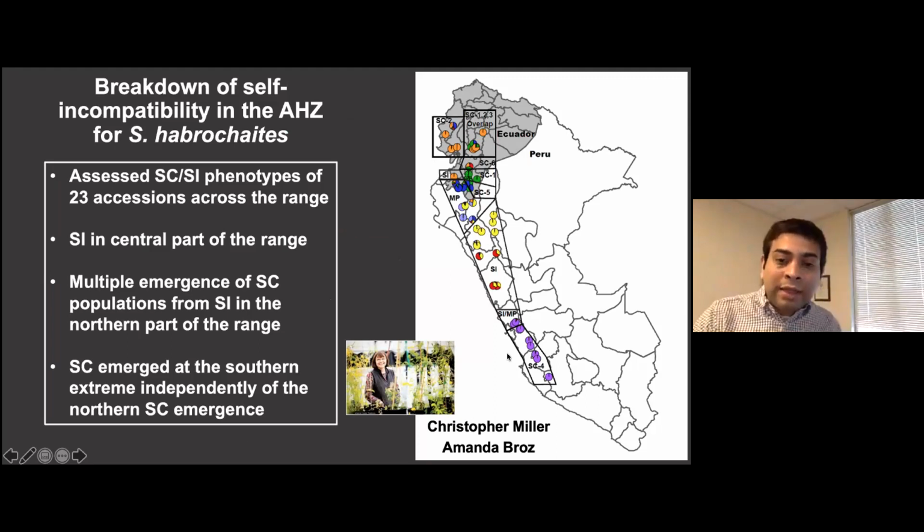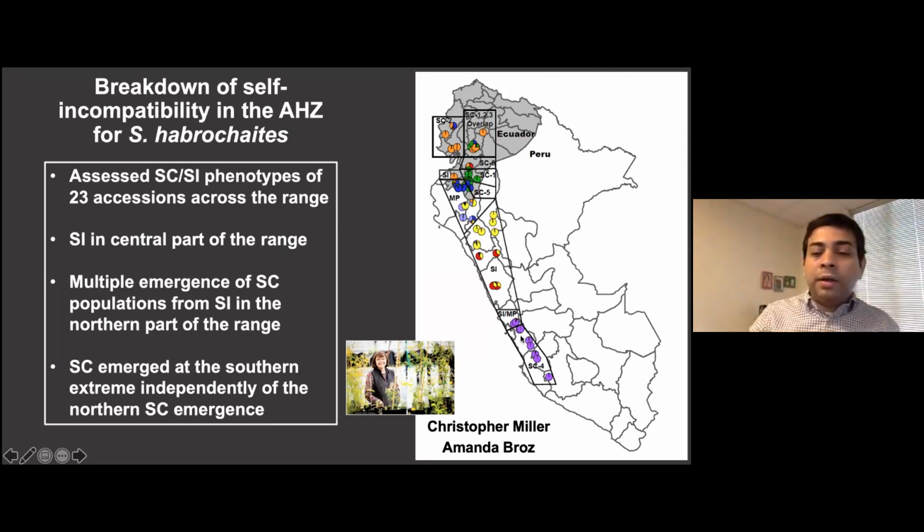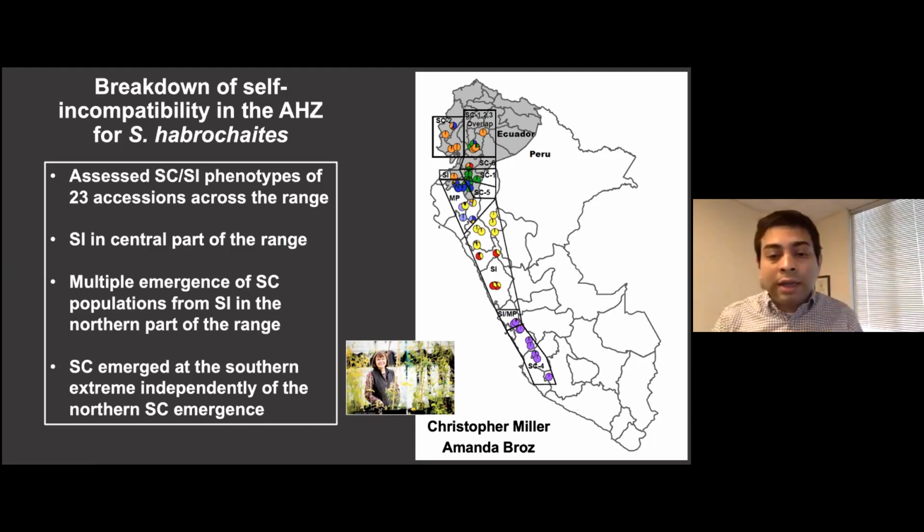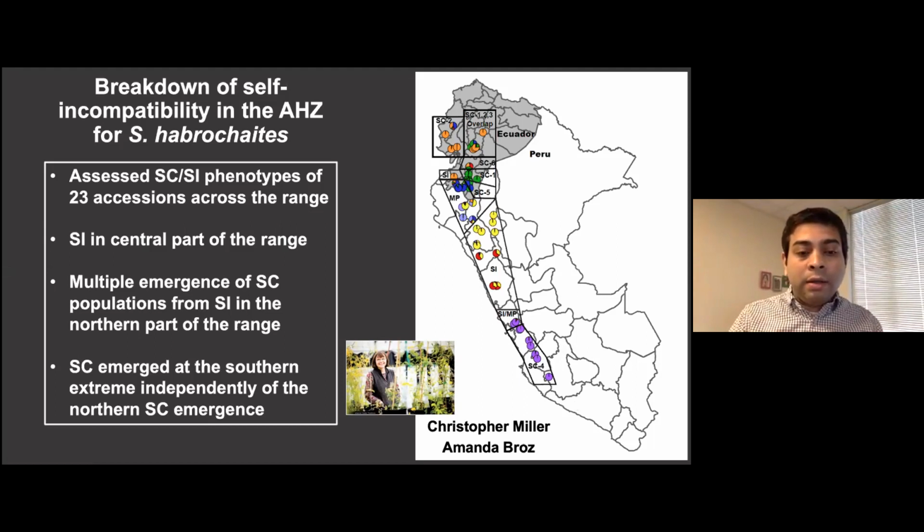In the south, again, these are very distant accessions compared to the others, and here too we had an independent emergence of self-compatibility down in the south, denoted as the SC4 group. And again, as I said, Pat will be giving a talk on April 30th, I presume, and you're encouraged to come join again for more detailed results on this and other of their projects.